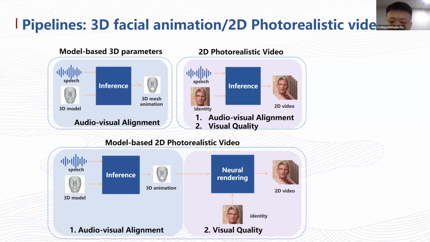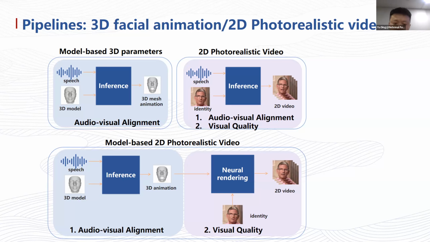And for 3D application, gaming, and animation industries, the first solution of the model-based 3D parameters generation is suitable, as it only needs to solve the issue of audio-visual synchronization. Its visual quality is left to the 3D engine. If the application is based on 2D video content, the second solution is more appropriate. This pipeline needs to address both audio-visual synchronization and the visual quality. The third solution can be used for the applications of both, while also addressing audio-visual synchronization and the visual quality.